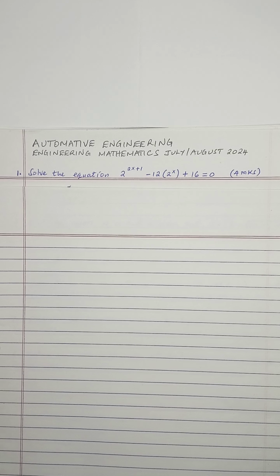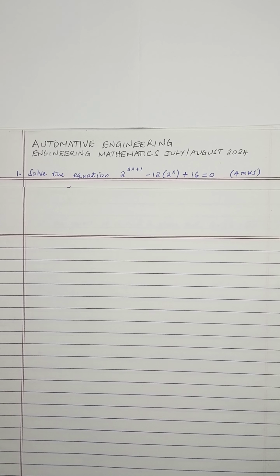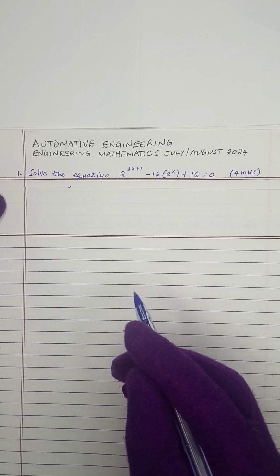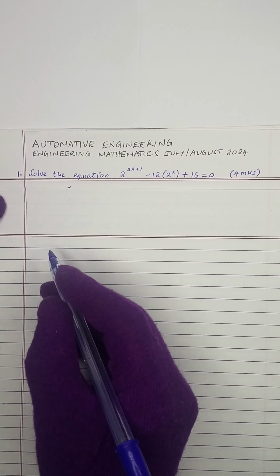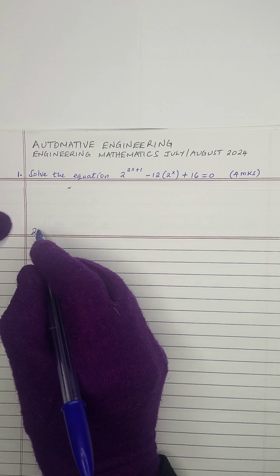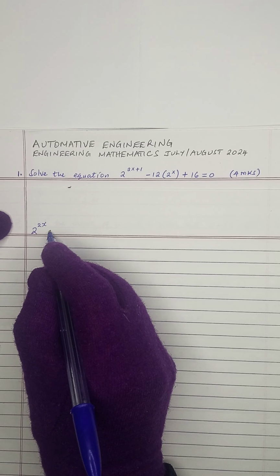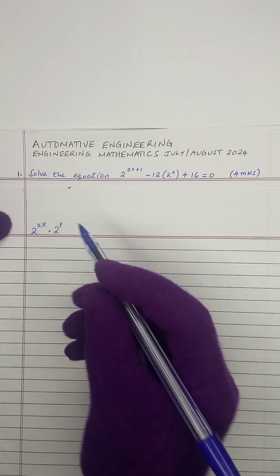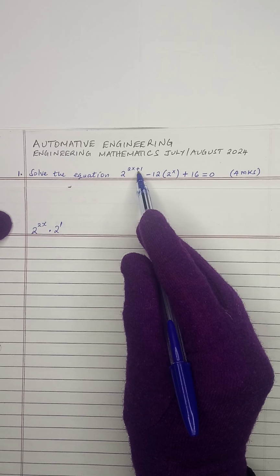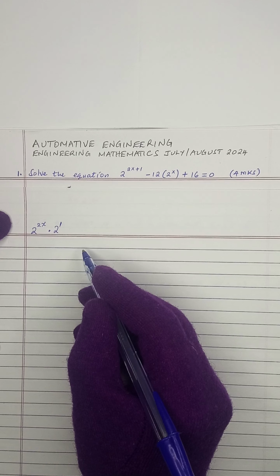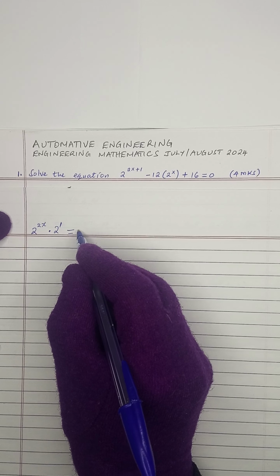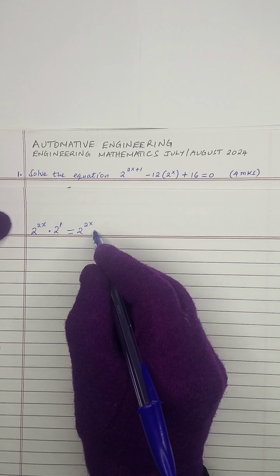Solve the equation 2^(2x+1) - 12 × 2^x + 16 = 0. If you are to solve such a question, we will begin by dealing with this part where we have 2^(2x+1). We can write it as 2^(2x) multiplied by 2^1. This is because these two powers share the common base, so that will give us 2^(2x) times 2.